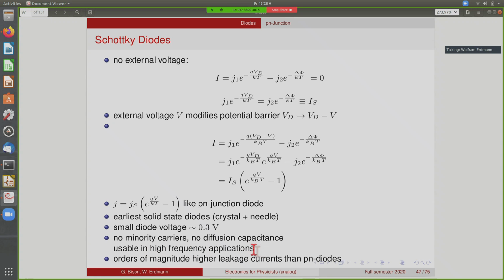The downside is that Schottky diodes have orders of magnitude higher leakage current than real PN diodes. So in most cases where the diffusion capacitance is not an issue and the higher diode drop is not an issue, you will still use the PN diode. But in some applications where one of the two properties is more important than the leakage current, Schottky diodes are used.